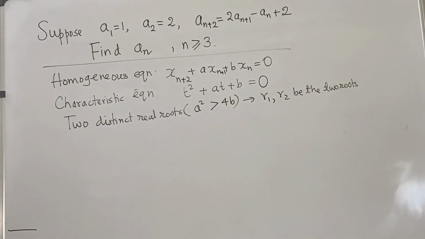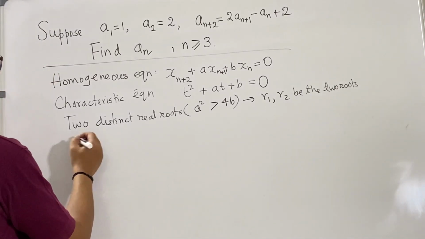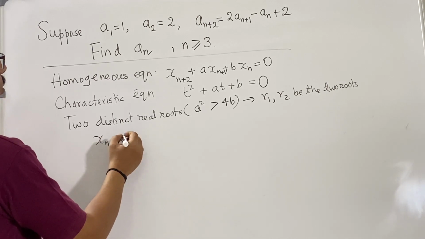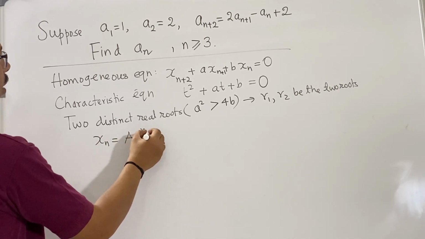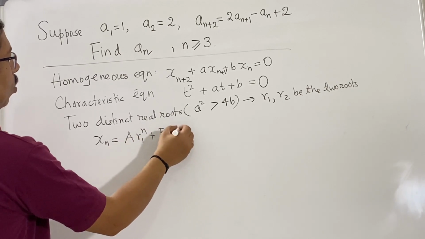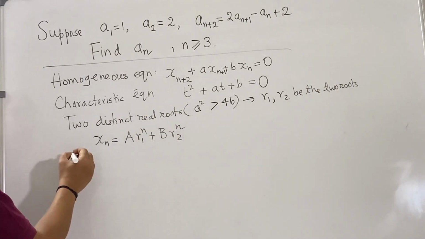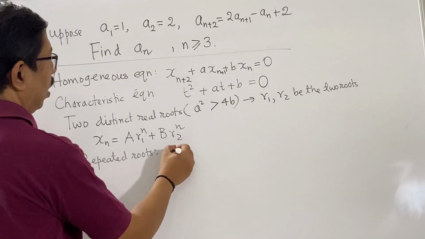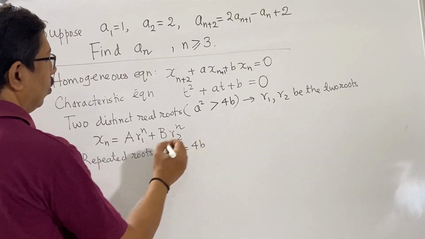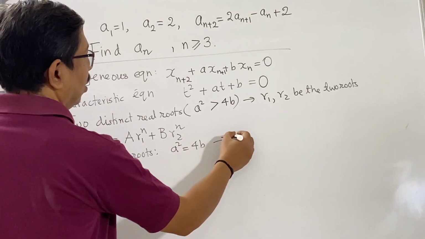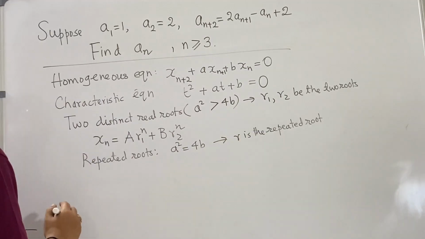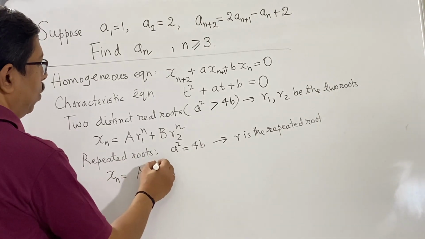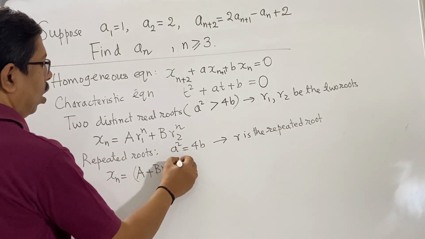Then the general solution of this equation is x(n) is equal to a r1 to the power n plus b r2 to the power n. Now the second case that can happen is that we have repeated roots, and this will happen when a squared is equal to 4b. In this case, say r is the repeated root, and then x(n) is of the form (a plus bn) into r to the power n.